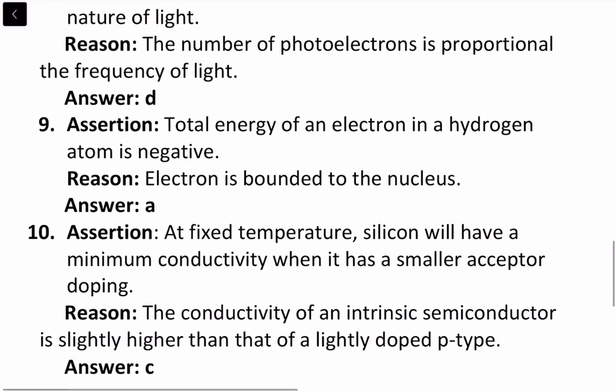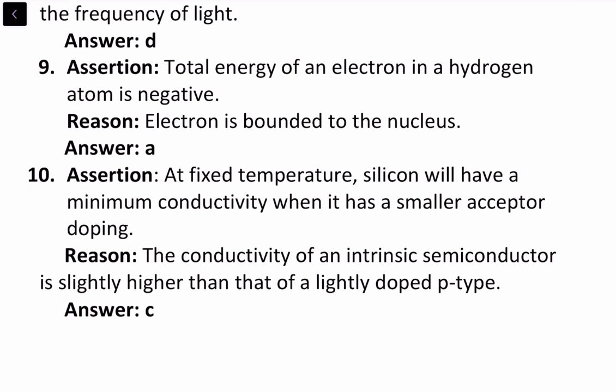Now, coming to the last question, the 10th question. Assertion: At a fixed temperature, silicon will have a minimum conductivity when it has a smaller acceptor doping. So we all know intrinsic semiconductors and extrinsic semiconductors. Intrinsic semiconductors are in pure form. At room temperature, they are almost like insulators. But when you increase the temperature, slowly the pure semiconductor will start conducting. But when you add impurities to a pure semiconductor, its conductivity increases.